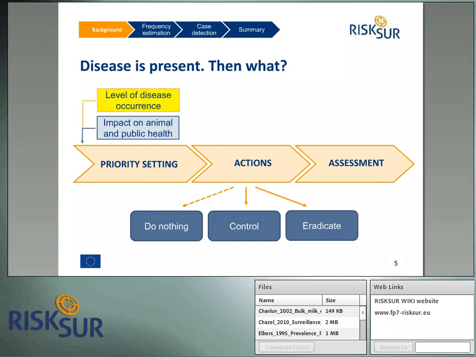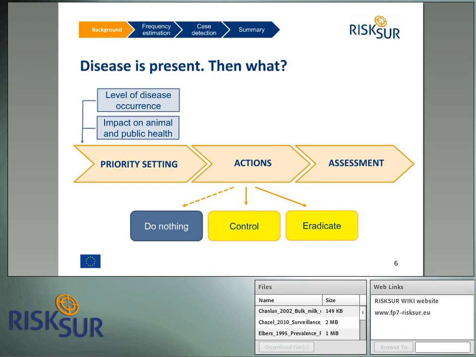The level of disease occurrence indicates the proportion of cases of disease and is normally measured using prevalence or incidence. To know the level of disease occurrence, one might need to rely on surveillance activities aiming at estimating disease frequency.